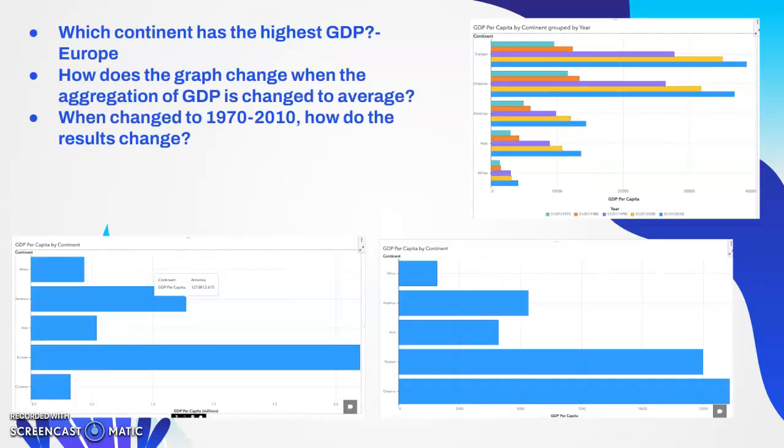And the next thing that I'd like to talk about is the question: which continent has the highest GDP? That was Europe. And how does the graph change when the aggregation of GDP is changed to average? That is shown by the graph below. And then when changed to 1970 to 2010, how do the results change? You can see in the top right graph the change over time for per capita by the continents, and then also in the other graphs it has it by different continents as well.